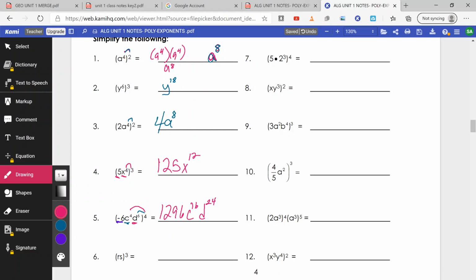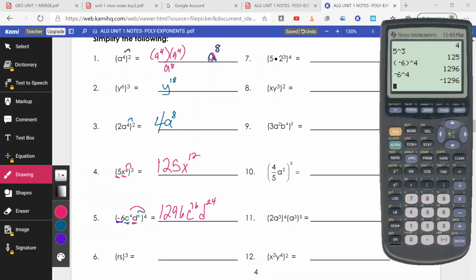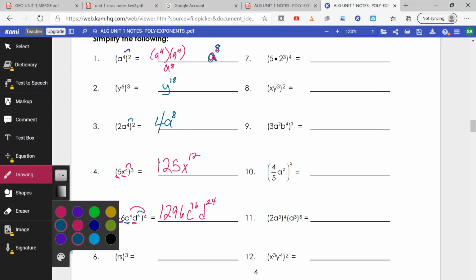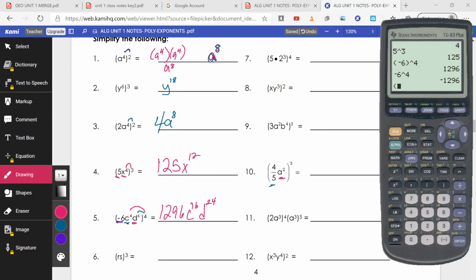I'll do number 10 because it is a little bit different. We got 4/5 a squared cubed, 4/5 being a fraction. Fractions are relatively easy to work with. We just put it in parentheses. So again, 4/5, even though it is a fraction, it's still a number. So we have 2 different numbers. We got 4/5 and we have a squared. 4/5, a fraction, is nothing more than division. So top divided by bottom. So 4 divided by 5, and we are raising that to the 3rd power.